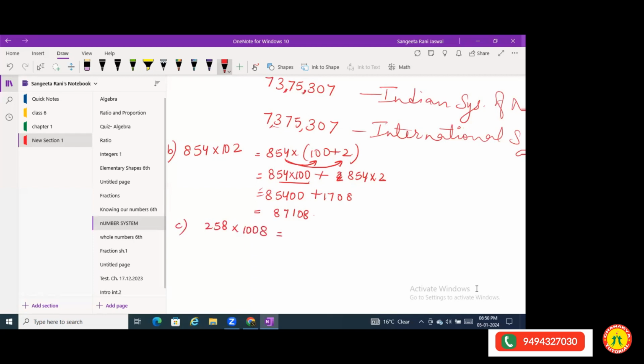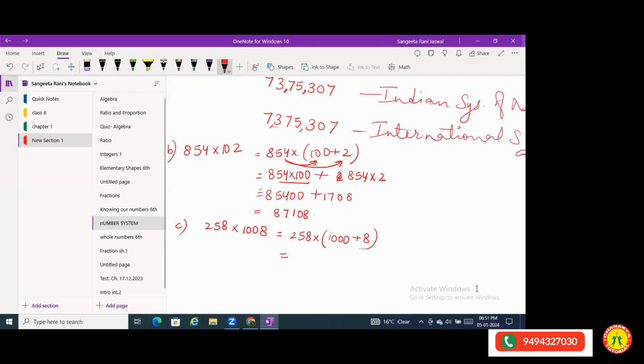1008. You tell me this. What will you do? Yes, ma'am. First, we have to multiply 258 into 100. What shall I write inside the bracket? 1000 plus 8. Okay. Now what do you write next?